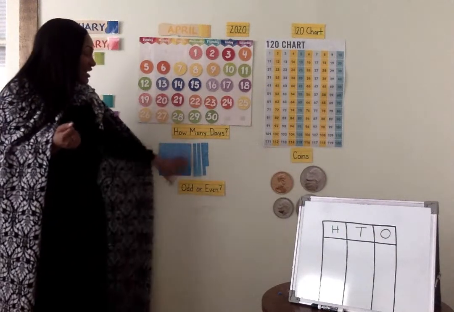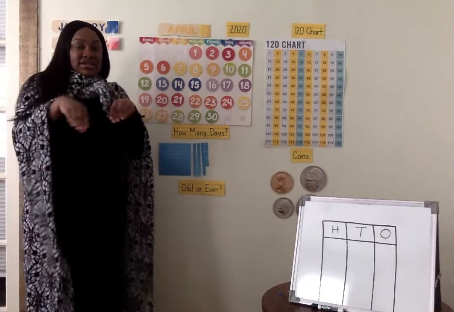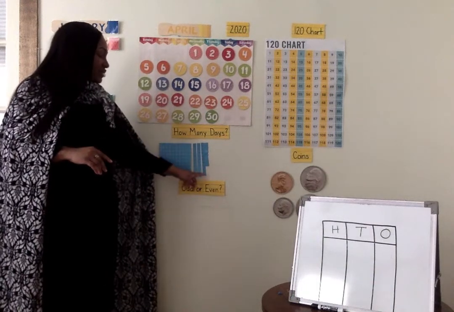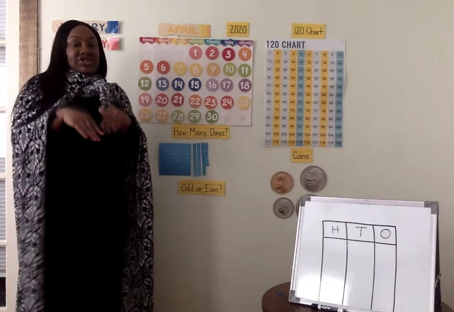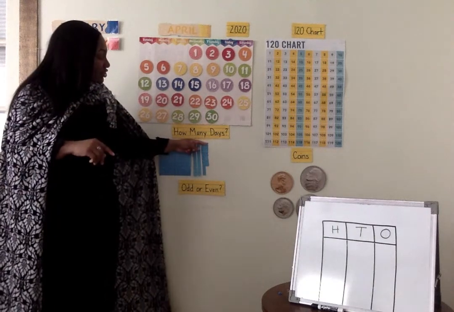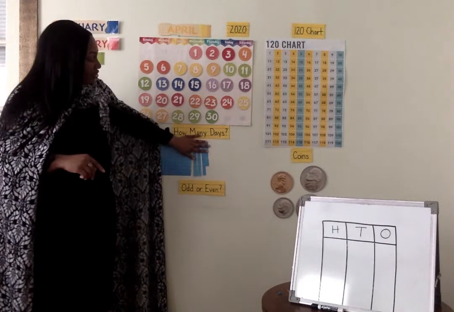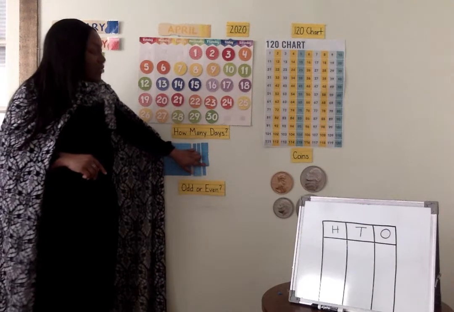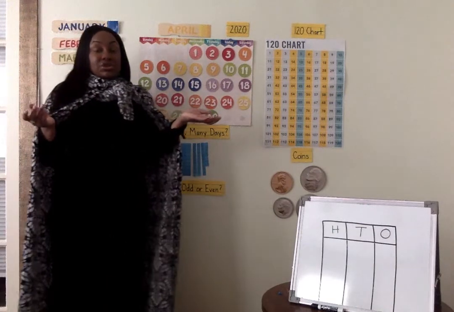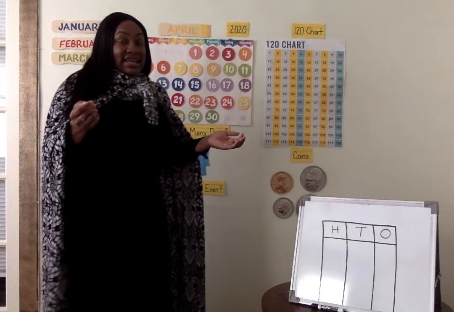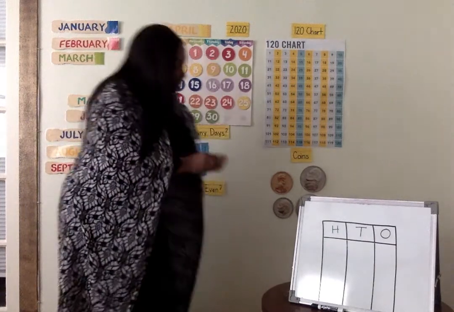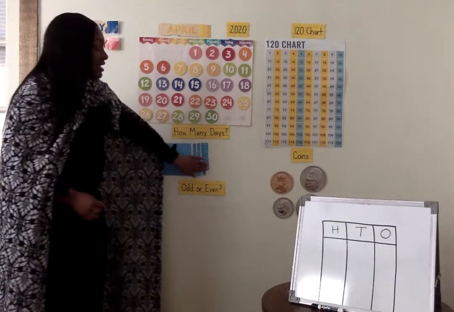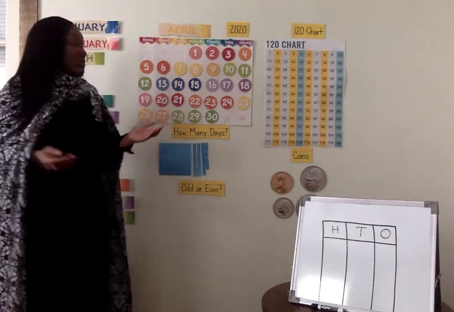Count with me, get ready. 100, stop, switch, count by 10. 110, 120, 130, stop, switch, count by 1. 131, 132, 133, 134, 135, 136, 137, but we've been in school a new day, so I need to add one more. There we go. Great. Now let's count to see how many days we've been in school now.